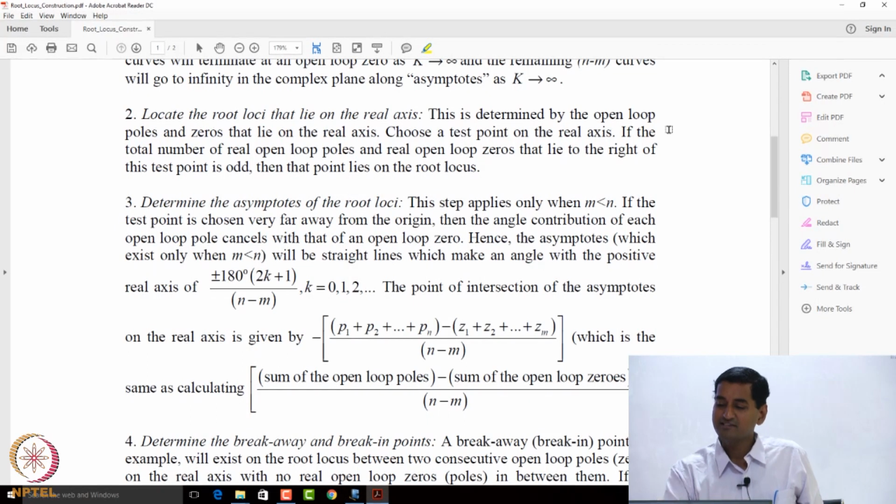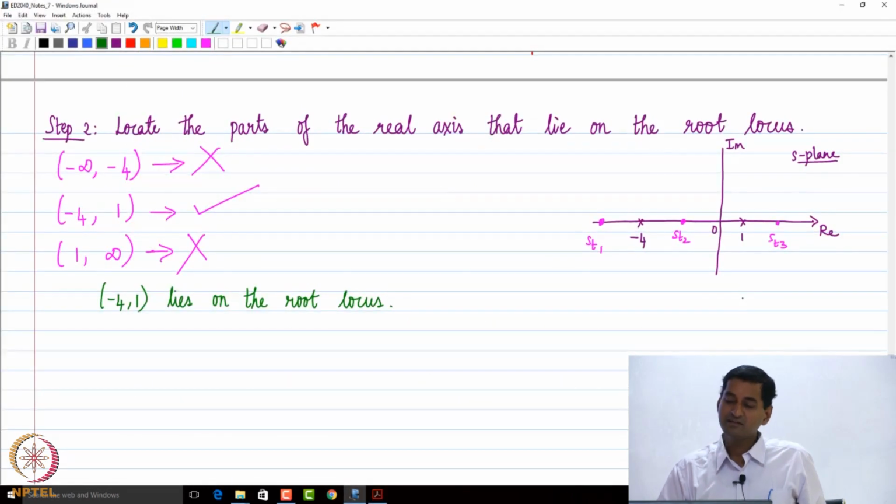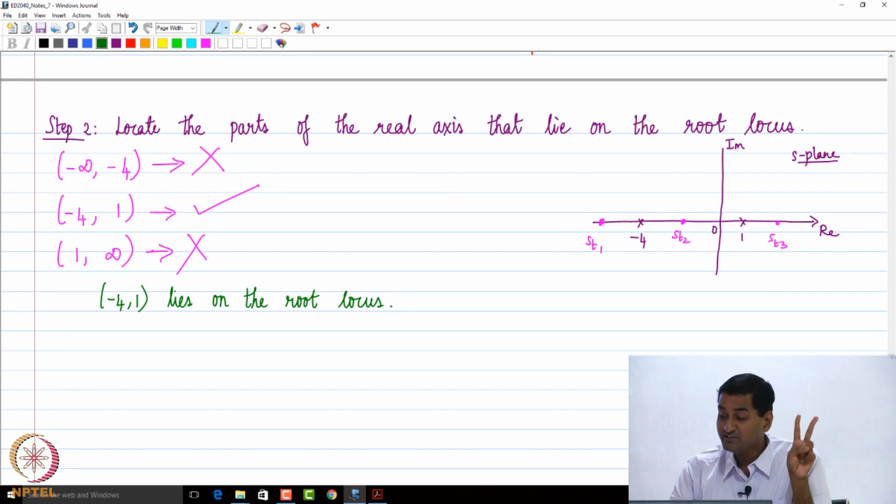What was the condition? Choose a test point on the real axis. If the total number of real open loop poles and real open loop zeros that lie to the right of this test point is odd, then that point lies on the root locus. If it were 0 or an even number, then that point is removed. So, let us go to our example once again. Say you take ST1, look to the right of ST1 on the real axis. How many real open loop poles and real open loop zeros can we count? 2, right, minus 4 and plus 1 to the right of ST1.